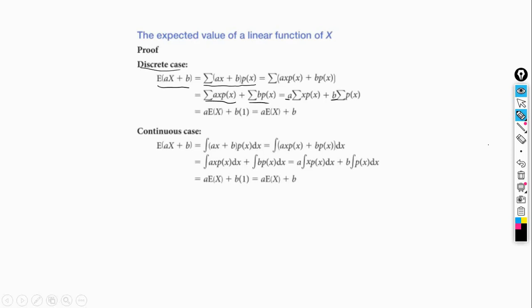But notice that this is a times this, which is just the expected value. And then it's b times this, and this sum is the sum of the probabilities, which is just going to be 1, as we can see here and here. So in the end, we get that this is going to equal a times the expected value plus b. Now you can look at the continuous case, which is the same thing, but in terms of integration.